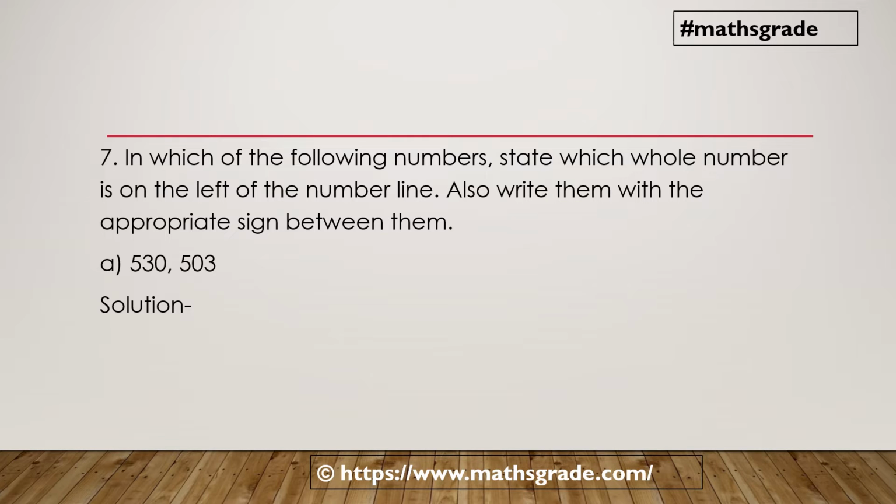Now question number 7. In which of the following numbers state which whole number is on the left of the number line? Also write them with the appropriate sign between them. First bit A. 530 and 503.